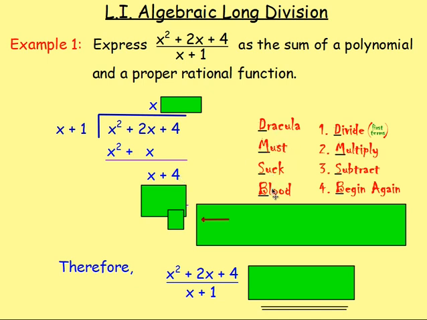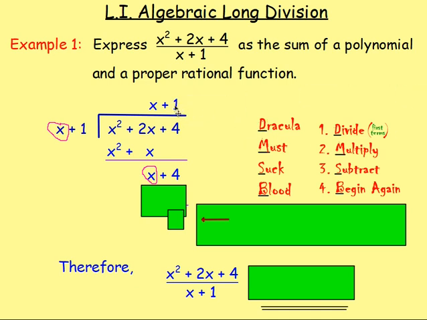Dracula must suck blood. B for begin again. So off we go. So we're dividing once again, and again it's your first terms. So the first terms here, well, you've got an x, and again we're dividing it by this x plus 1, but just the first terms. So x divided by x will give us 1. Good, so that's just going to go above the number here, so that'll be a plus 1.